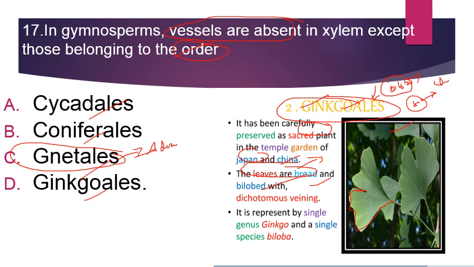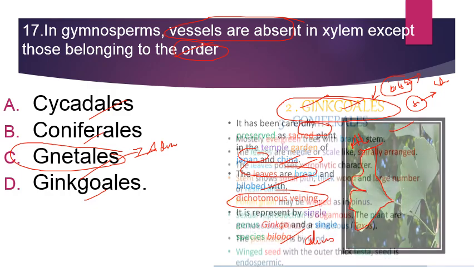It gives an appearance of an Adiantum-like leaf. The appearance is like that of an Adiantum leaf, and dichotomous venation is present. It is represented by a single genus, Ginkgo, and a single species, biloba. That's why this is also known as a living fossil.